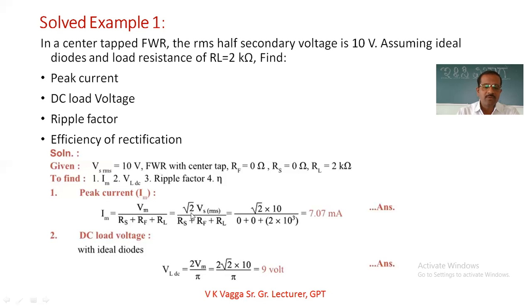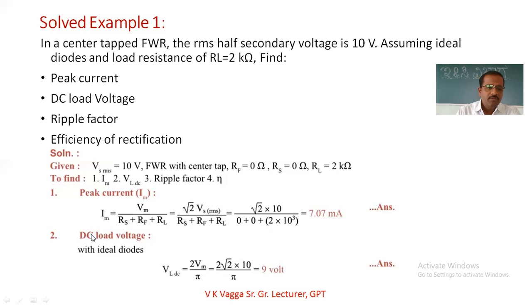All these values are to be placed in this equation. Vs RMS is equal to 10, so it is root 2 into 10. Rs and Rf are equal to 0, so 0 plus 0, and RL is equal to 2 kilo ohm, which is 2 into 10 to the power of 3. If this is simplified with the calculator, you get 7.07 milliamps.